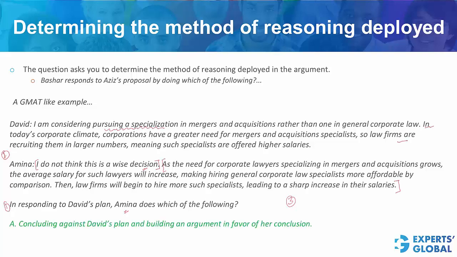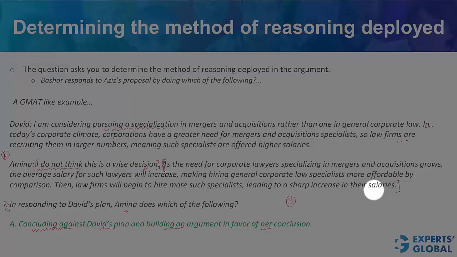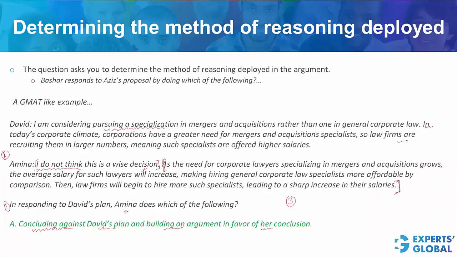Let's look at the correct answer choice now. We said something like disagreeing. Here we have concluding against. And yes, the person starts by concluding against David's plan and building an argument in favor of her conclusion. So yes, from here to here, this person has developed an argument in favor of her conclusion that pursuing such and such specialization is not a wise decision. This answer choice makes sense. This is the correct answer choice.